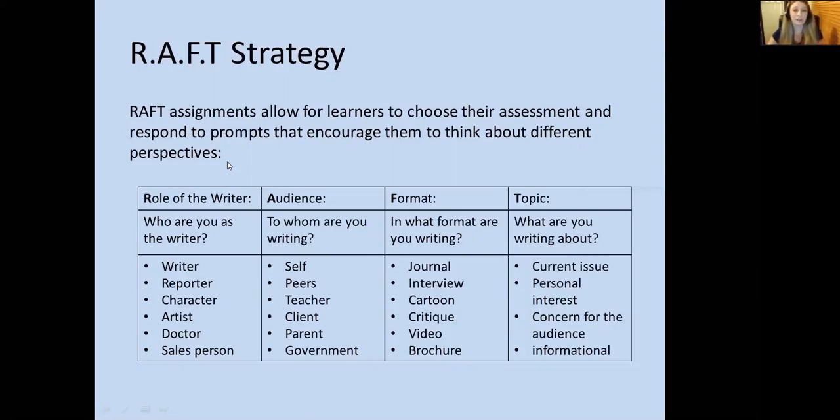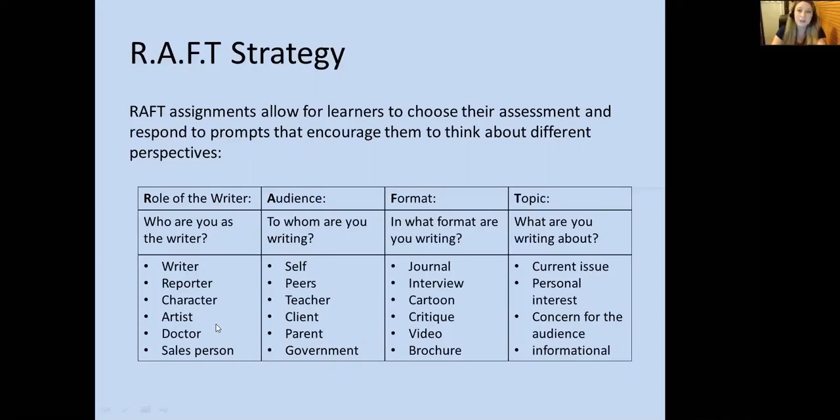The table shows in the first column the role of the writer. So you kind of choose one from each. The role of the writer, who are you as the writer? If this is a presentational writing assignment, you're either going to be, let's say, a writer or a reporter or a character, an artist, a doctor, a salesperson. In the audience, who are you writing for? You're writing for yourself, maybe like a journal. Are you writing for peers, a teacher, a client, a parent, a government?